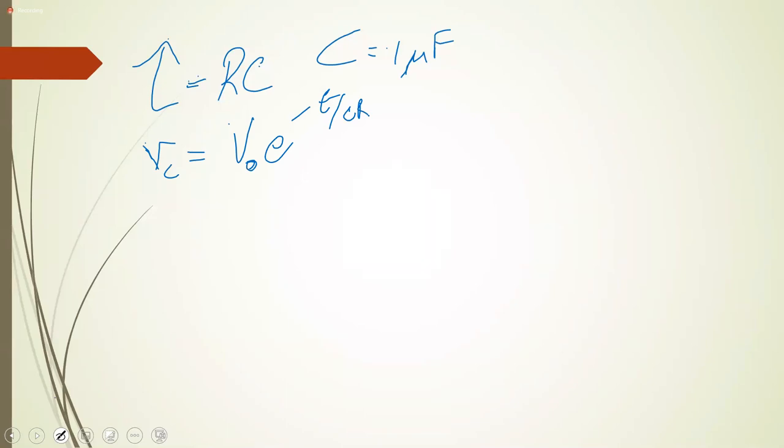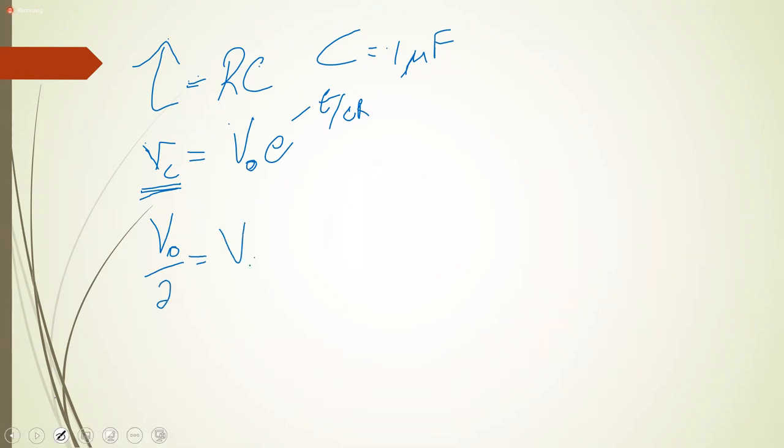All right. So what would this VC be equal to? Listen carefully. What would it be equal to after 10 milliseconds? It can't be Vout, Vout is the original voltage. Listen carefully to the question. What would VC be equal to after 10 milliseconds? Look at the question. What does it say? VT over 2. What is VT? V0. So it's V0 over 2.